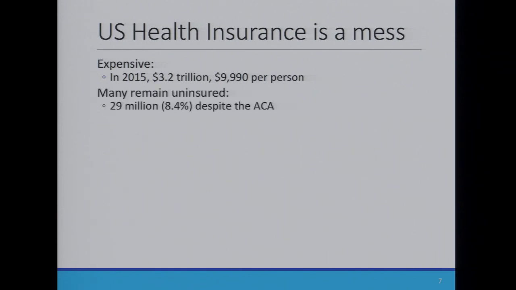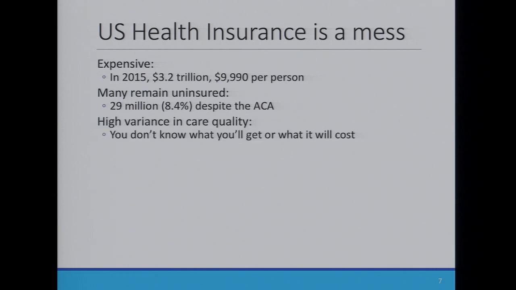But US health insurance is a complete mess. So first off, it's really expensive. In 2015, it was costing $10,000 per person for health insurance, which is pretty absurd. Also, many still remain uninsured. I said 8.4%. This is 29 million people, despite the Affordable Care Act.